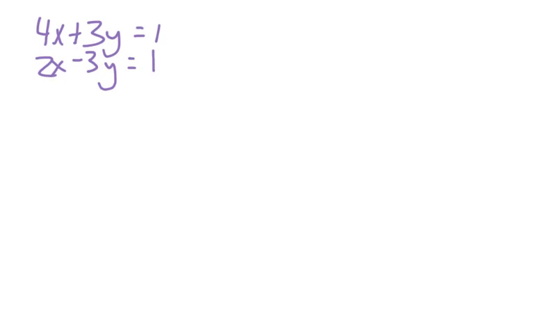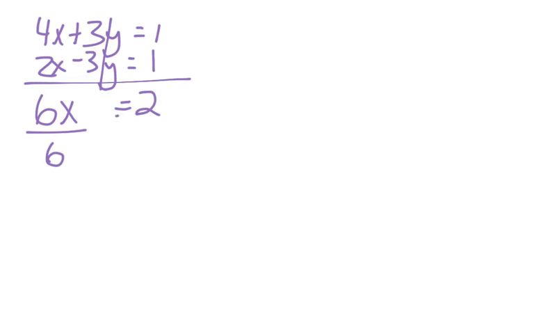So when I look at this, first of all the variables are already lined up. Everything looks good. You have your x's, your y's, your equals, and your 1's. And you also already have your opposites lined up. You have a positive 3 and a negative 3. So if I add those, that's going to add up to 0 right away. So 4x plus 2x is 6x. Those guys cancel out, and I'm left with 1 plus 1 is 2. Divide both sides by 6, and 2/6 simplifies to 1/3.